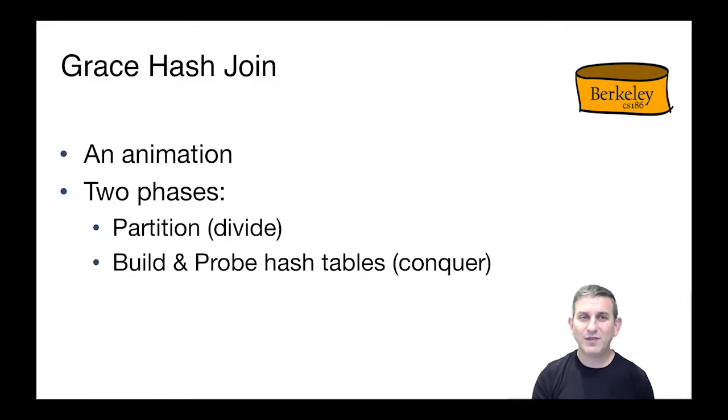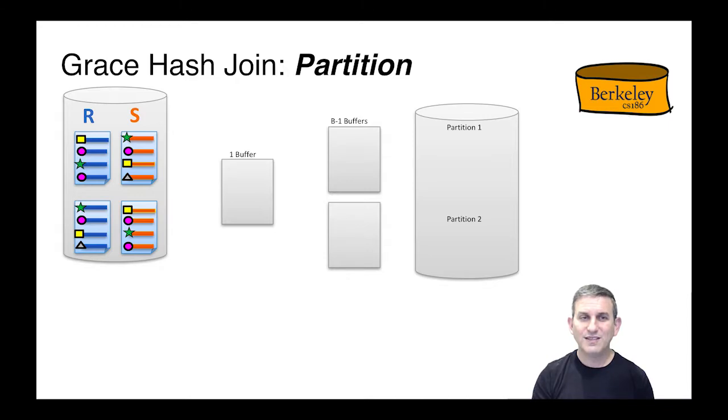For those of you who like an animation, let's do an animation of Grace hash join. Again, we have two phases: the partition phase, which is a divide, and the build and probe hash tables phase, which is conquer. So in this example, we have R in blue, we have S in orange, and the join keys are represented by colored shapes. And so we're going to be matching up tuples based on their little shapes.